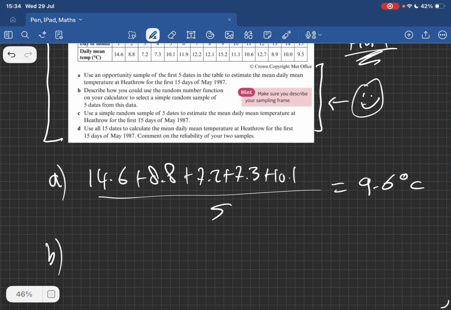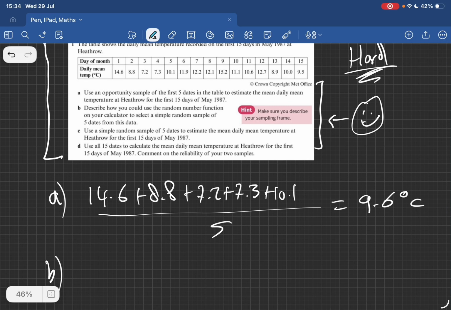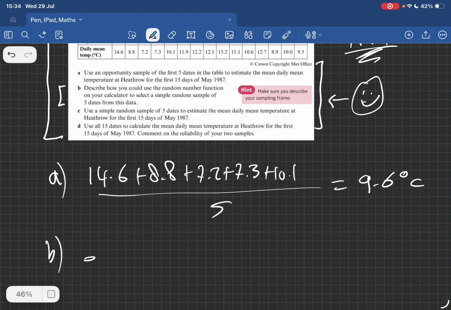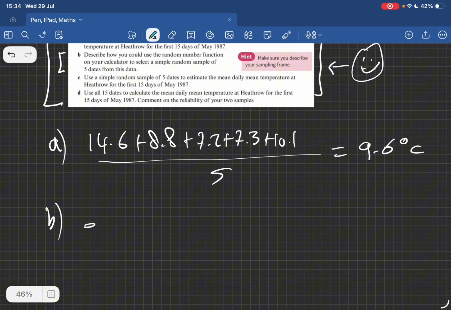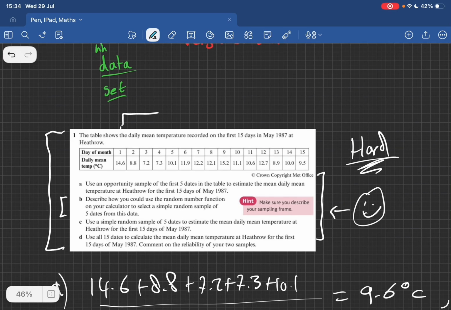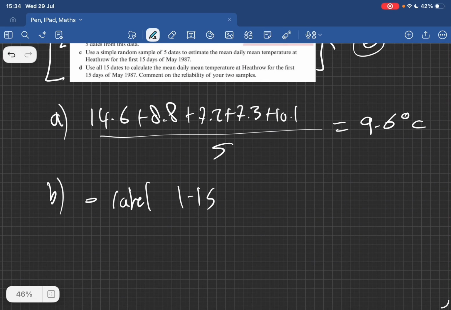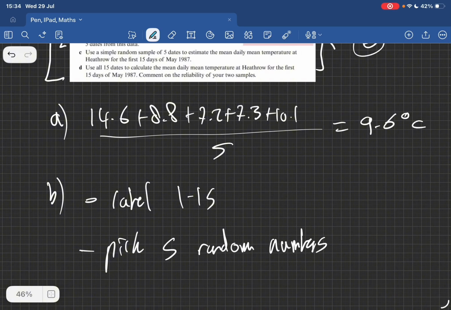Part B: describe how you would use the random number function on your calculator to select a simple random sample of 5 data points. So you need 2 bullet points for this. First bullet point is going to be label these data points 1 to 15, kind of how they've done already in this table. And then you pick 5 random numbers between 1 and 15. And those are the ones that you're going to use.